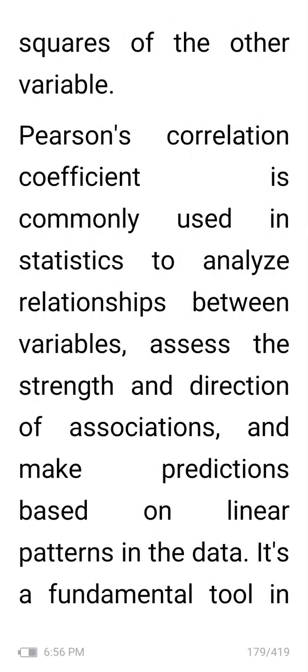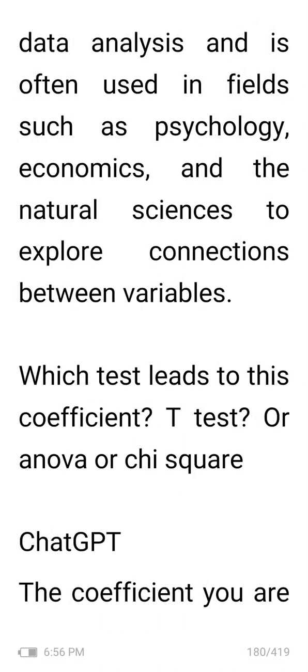Pearson's correlation coefficient is commonly used in statistics to analyze relationships between variables, assess the strength and direction of associations, and make predictions based on linear patterns in the data. It's a fundamental tool in data analysis and is often used in fields such as psychology, economics, and the natural sciences to explore connections between variables.